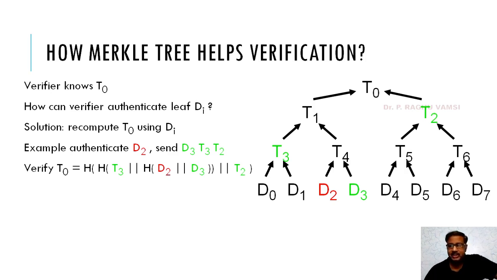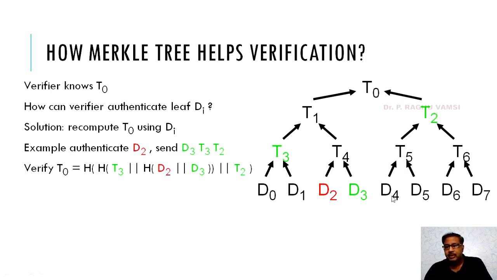I am not going into the details of how to construct the Merkle tree. Whenever we are supposed to check a data item like this D2, we need to have its sibling. We need to have the root of the left subtree, that is here T3, and we need to have the root of the right subtree, T2. So these three are required.